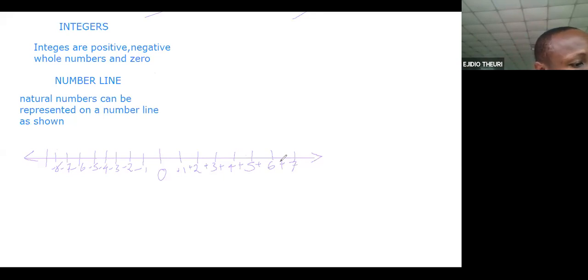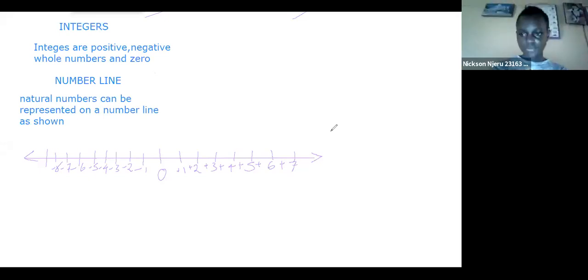So, if I may ask a question before we continue, between -8 and -20, which one is bigger? Which number is bigger? Between -8 and -20.